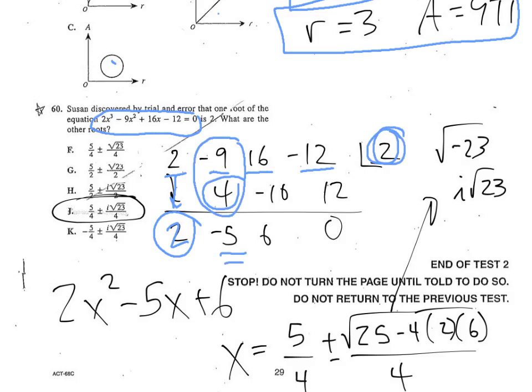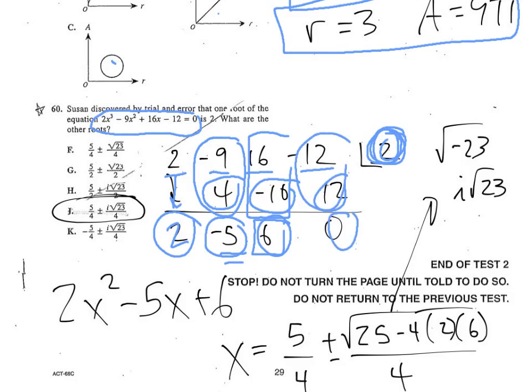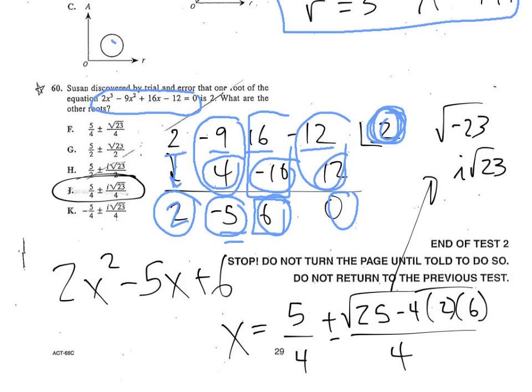And then I do that process again. -5 times 2 is -10. Combine that to get a +6. Do that process again. 6 times 2 is 12. Combine those to get 0. So that process then gives us a new trinomial of 2x squared minus 5x plus 6.